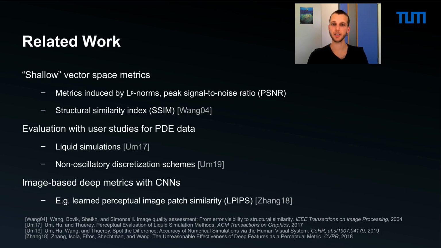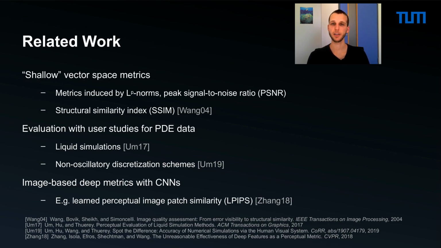There are three main categories of metrics that are applicable for simulation data. First, we have vector space metrics. We can also denote these as shallow metrics because they are not CNN-based. And these include the LP norms, as discussed before, a peak signal-to-noise ratio, or the structural similarity index.